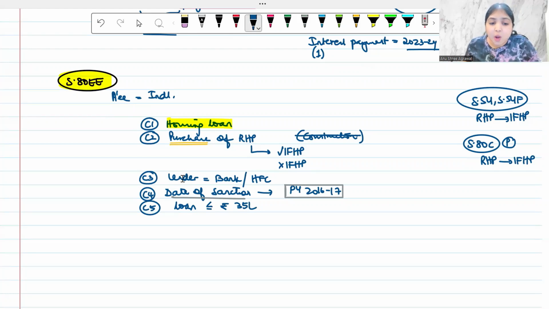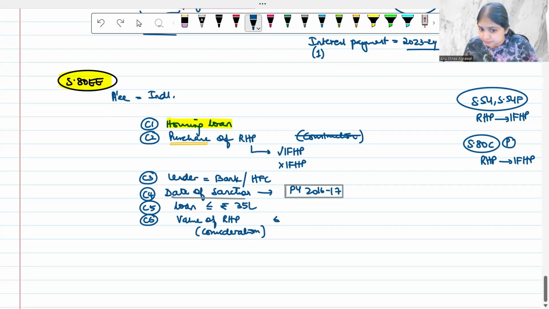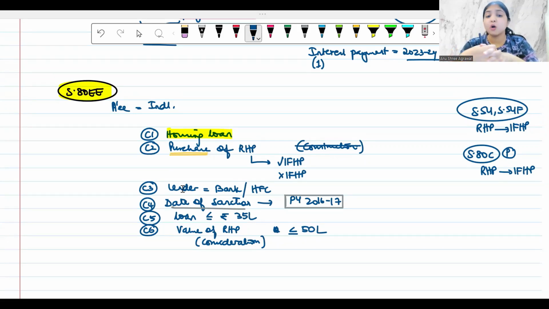Condition number 6, how much is the assessee going to pay for the property? What is the value of the residential house property? When I talk about the value of the residential house property, I'm talking about the consideration. For how much is the assessee going to buy this residential house property? Not for more than 50 lakhs. It has to be within 50 lakhs.